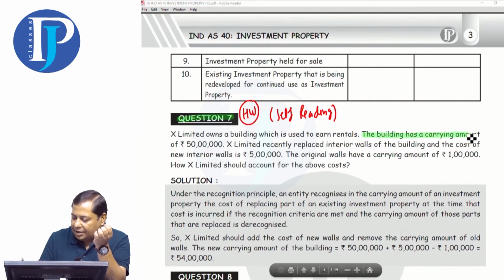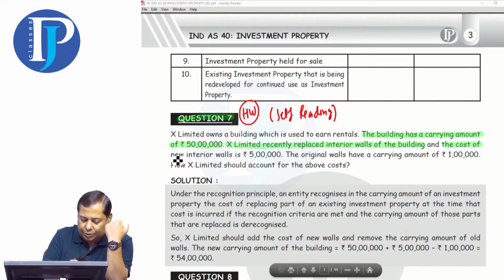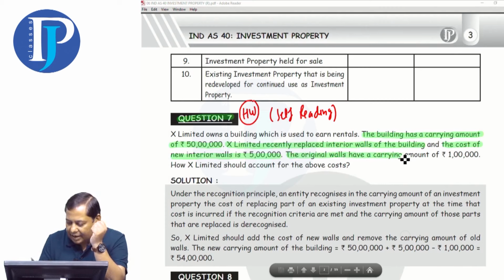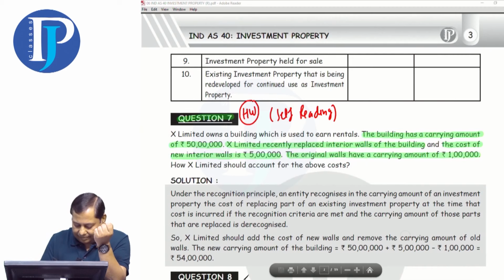You have the carrying amount of the building, 50 lakh rupees, okay? And it's given that they have recently replaced the interior walls of the building. The amount spent on the new interior is 5 lakhs. Information about interior is given. This will be a different component. If this is a different component, its carrying amount will also be given. And here it's given that the original walls have a carrying amount of 1 lakh.